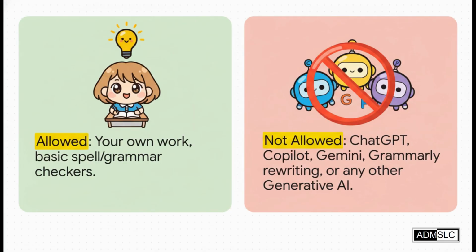This is a Category A assignment, and that comes with very strict rules. What does that mean? It means absolutely no generative AI tools are allowed for any part of this assignment. No ChatGPT, no Copilot, no Gemini, not even advanced rewriting tools like Grammarly. The code and the reflections you submit must be 100% your own work.